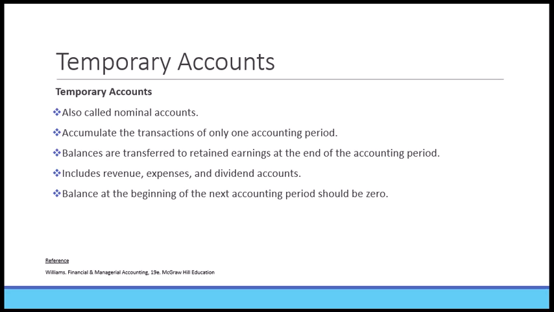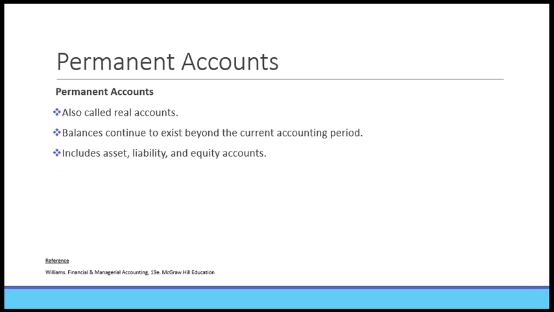All right, permanent accounts, on the other hand, are basically our balance sheet accounts. These are our asset, liability, and equity accounts. We never zero these out. These essentially accumulate from the inception of a company, from when a company starts to when they go out of business, basically forever. Okay, these accounts never zero out.